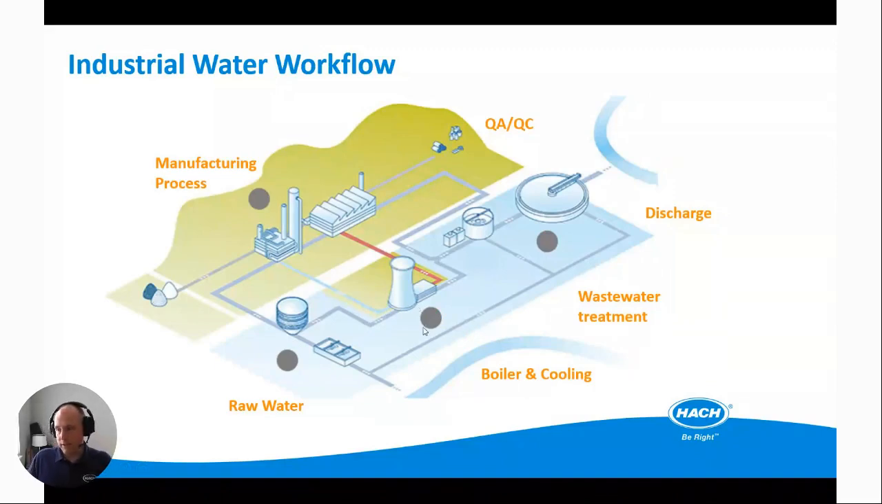To operate an effective boiler and cooling system, we need the water to be a certain cleanliness. Maybe we're generating power there, and on the other end of that, the cooling tower, the cooling water is going to have other water quality characteristics that we need to account for.